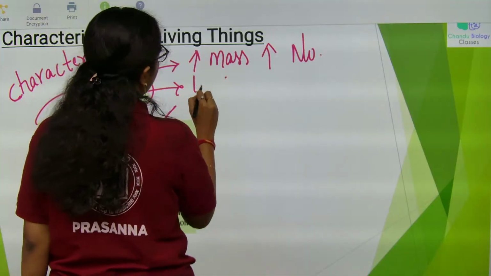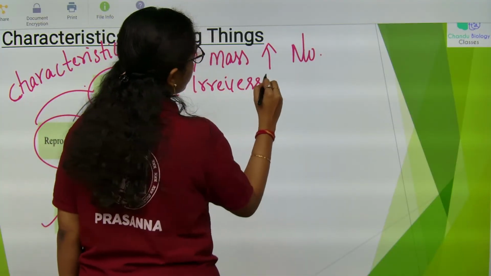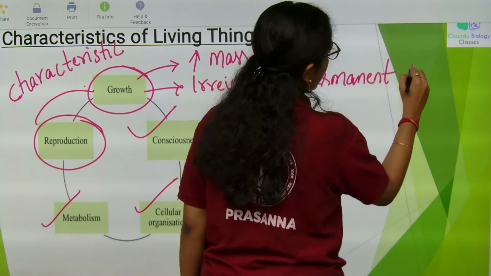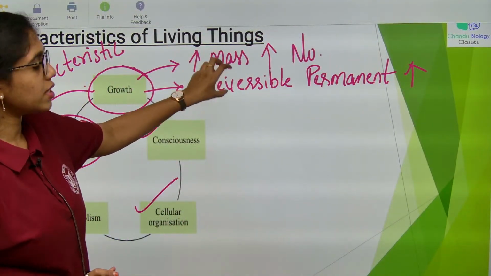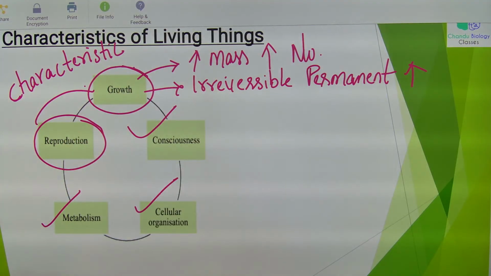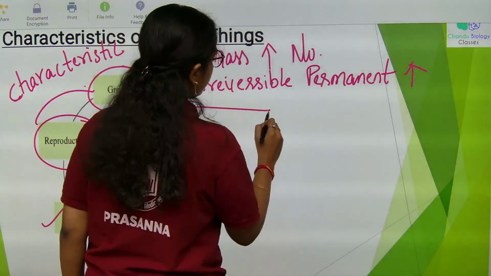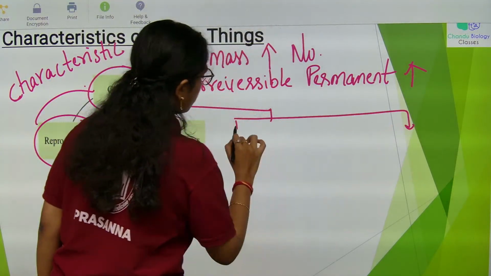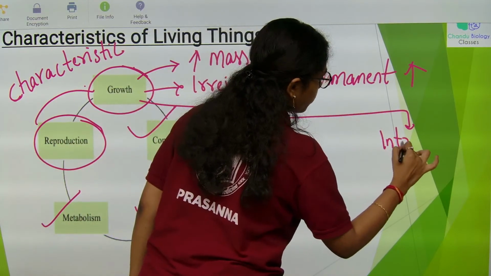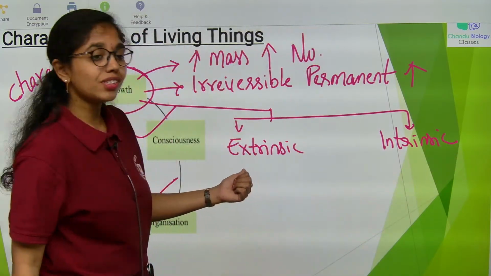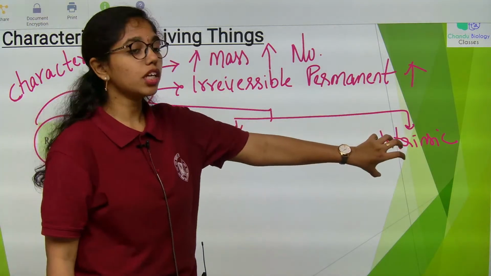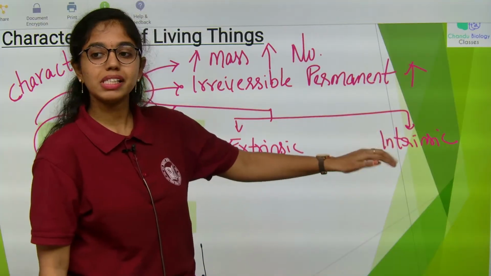So that is irreversible permanent increase in mass or cell number, that is defined as the growth in living things. So in this we have growth as 2 types: extrinsic growth and intrinsic growth. As we have discussed, extrinsic growth is reversible change which happens in non-living things, okay, whereas intrinsic growth is irreversible. This happens in living organisms.